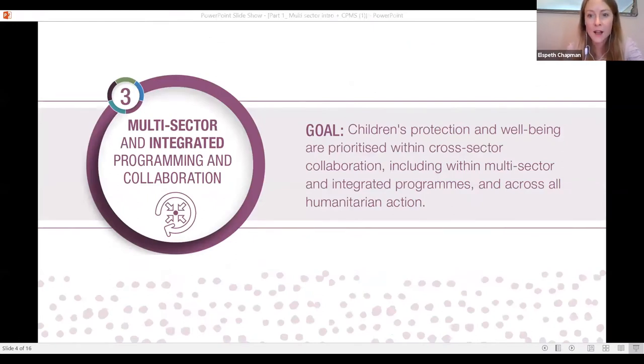Here we can see the overall goal for this strategic priority, which is that children's protection and well-being are prioritized within cross-sector collaboration, including within multi-sector and integrated programs and across all humanitarian action. Before I go into the objectives, I would just like to highlight some of the rationale behind this priority. As you know, multi-sector collaboration and integrated programming is integral to achieving child protection. And as we heard on the previous panel, it's also essential to supporting the centrality of children and the centrality of their protection.